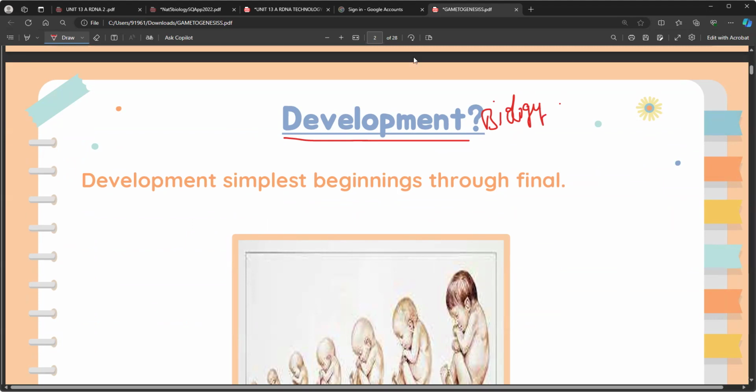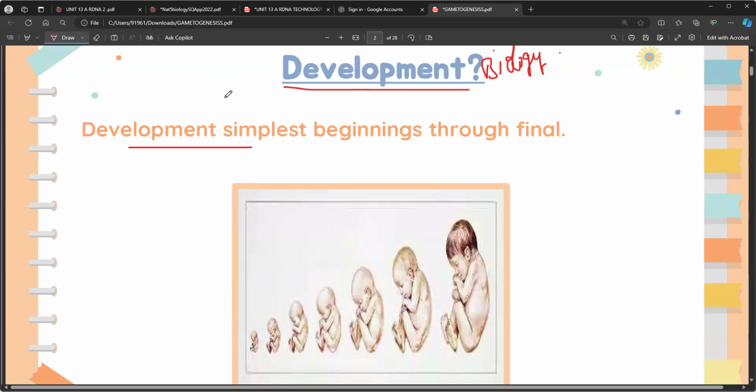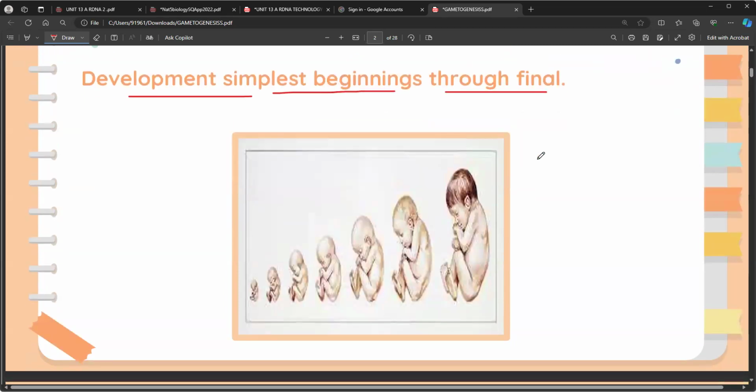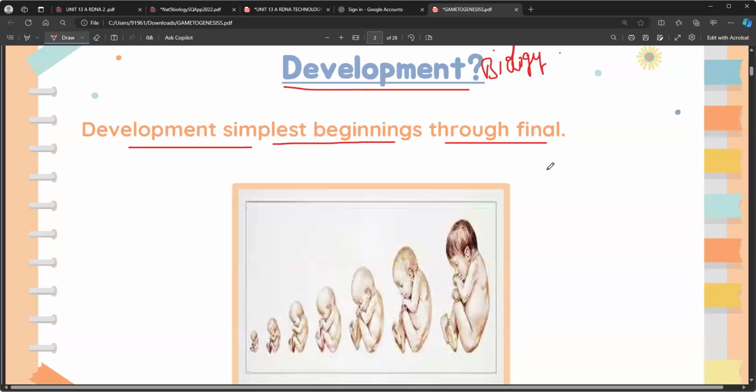Okay. Now listen. What exactly is the meaning of development? How can you give the definition of development? Development means simple beginnings through to the final. A simple example, friends, we all know very well. Initially, what happened? Sperm and egg fuse. It is going to give rise to the zygote.